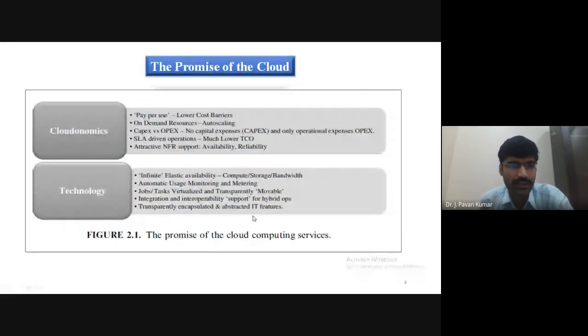Cloudonomics and technology, of course, both are interrelated. Actually, these are not independent of each other. Both have interdependency. Like how cost will be measured: depending upon the resources that we have utilized, the cost has to be measured. All these things are interrelated, cloudonomics and technology.